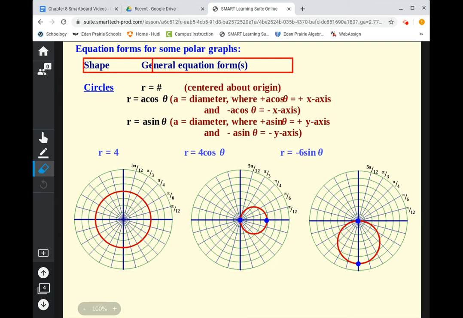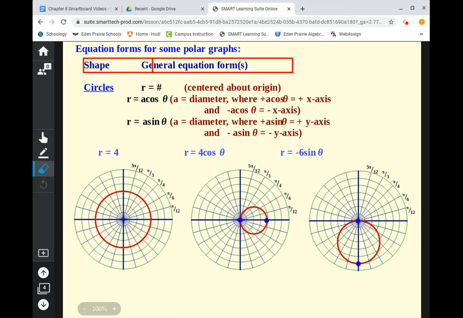Okay, so equation forms for some polar graphs. Like I said, I already went ahead and shared the solutions to you. I'll just talk you through them. This would be a good place to, after I talk about it, pause and get some notes down. But for circles, if r equals just a number, it's centered about the origin, just like this one. So this first one, it's r equals 4.